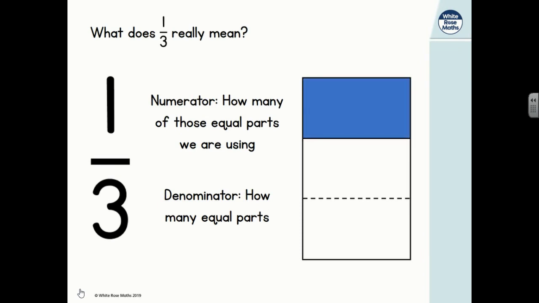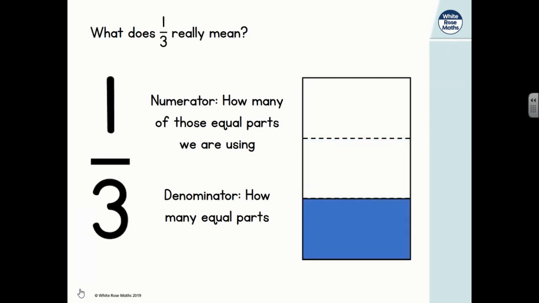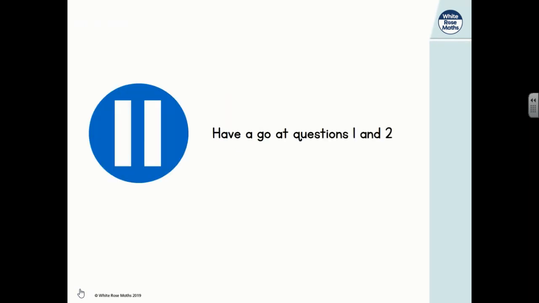Remember, it could be the top one, it could be the middle one, or it could be the bottom one. Each of those parts are worth 1/3. Pause the video here and have a go at questions 1 and 2.